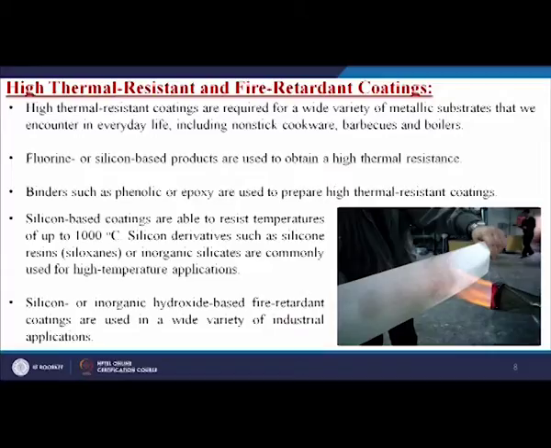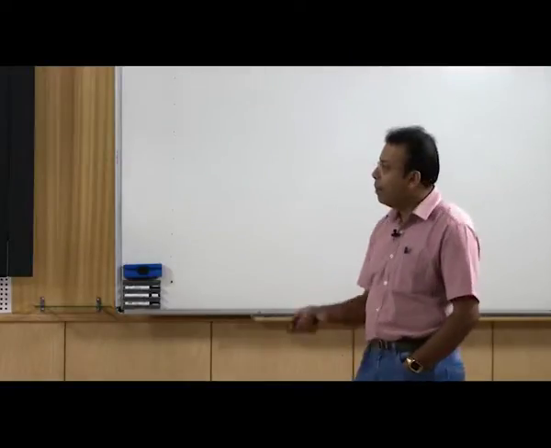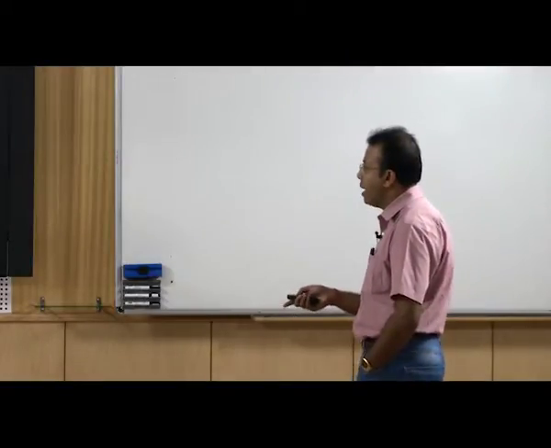High thermal resistant coatings are required for a wide variety of metallic substrates that we encounter in everyday life, including non-stick cookware, barbecues and boilers. Non-stick cookware is the perfect example of this kind of technique. Fluorine or silicon based products are used to obtain high thermal resistance. Binders such as phenolic or epoxy are used to prepare high thermal resistant coatings. So here you can see that we are using some materials which do not degrade even in the flame. So these all are the different applications, or advancements of surface engineering, using high thermal resistant or fire retardant coatings.